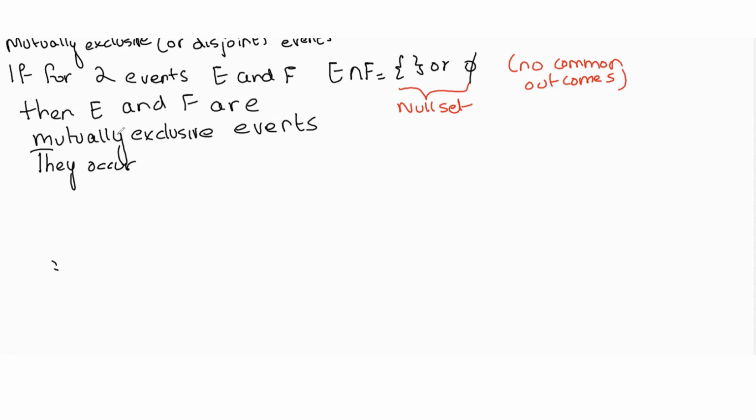And we already looked at this: whenever you perform a random experiment, you get exactly one outcome. So either E is going to occur or F is going to occur, or neither of them, depending upon what outcome occurs, but they can't occur at the same time because they don't share any common outcomes.